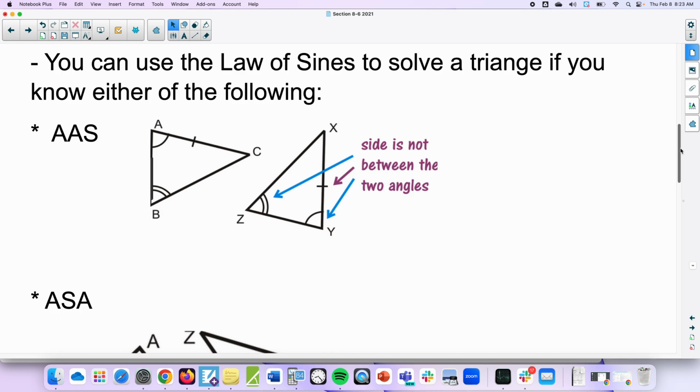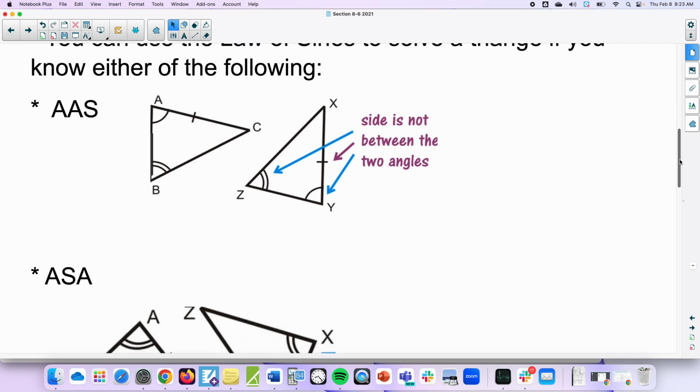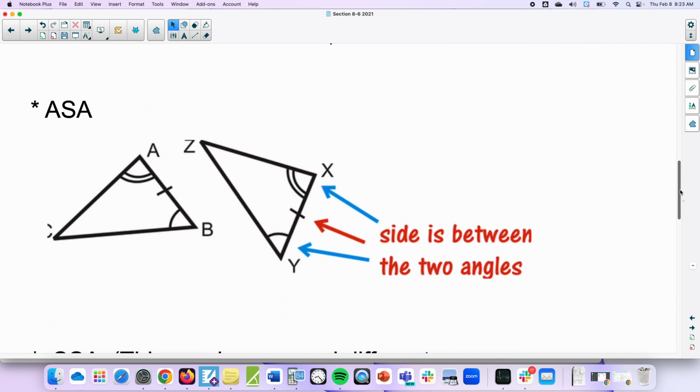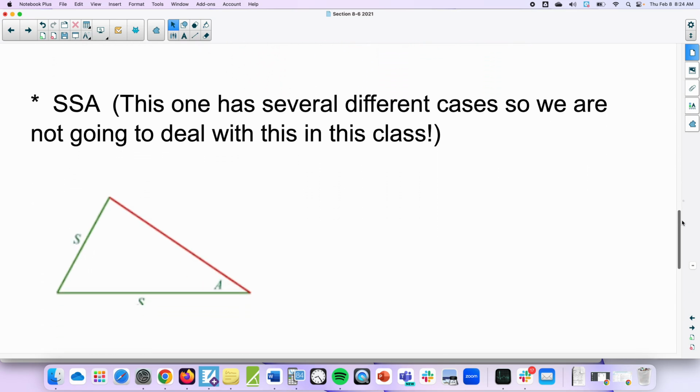You guys probably remember doing triangle proofs, and we had angle, angle, side. If you ever have 2 angles in a row and then a side, you use law of sines, okay? The other time we use law of sines is if it's angle, side, angle, where the side is in between the 2 angles, okay? There is a third time.